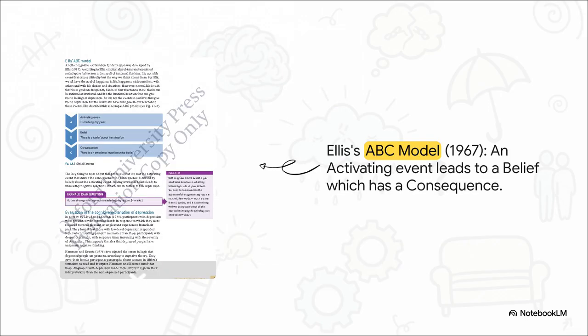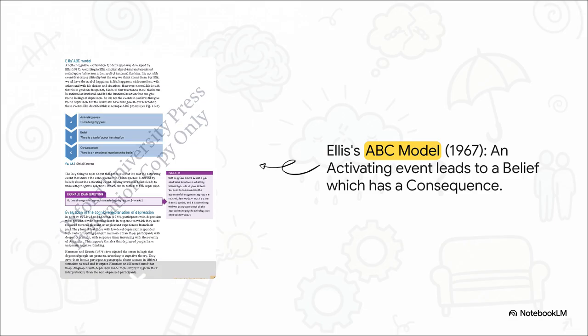Now, Albert Ellis adds another really interesting layer with his ABC model. He argued that it's not the events in our lives that make us depressed, it's the way we think about them. So A is the activating event, let's say failing a test. C is the consequence, feeling depressed. Ellis said that A does not directly cause C. The crucial link is B, the belief about the event.